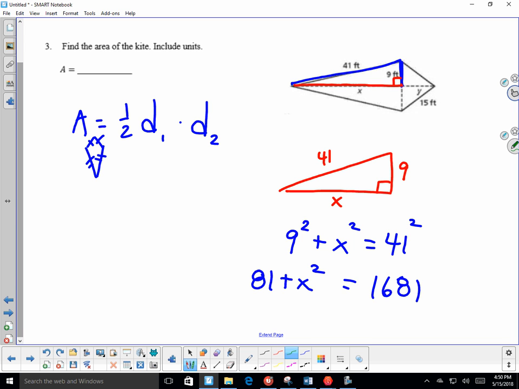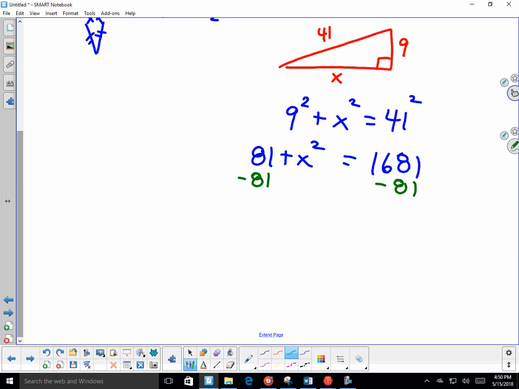And so when I'm solving here, I'm going to subtract 81 from both sides, and I end up getting x squared equaling 1,600. So I take the square root of both sides. Technically, you should do plus or minus, but we're talking about a side length of a triangle, so we only need to get a positive one. And so the square root of 1,600 turns out to be 40.